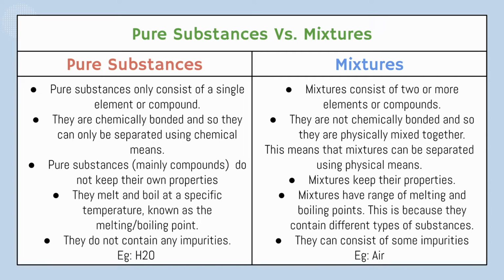And usually compounds, which are a form of pure substances, do not keep their own properties, whereas mixtures always do keep their properties. A good example of this is when you have a mixture of hydrogen and oxygen. This forms a colorless gas which will explode when you put a flame to it, and it will catch on fire. But water, which is a compound, is a colorless liquid which puts out a flame. So you can see the difference in that.